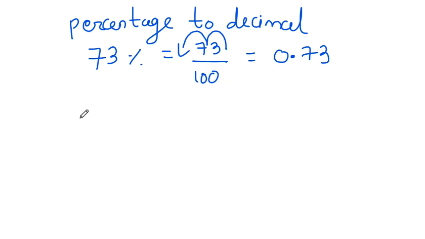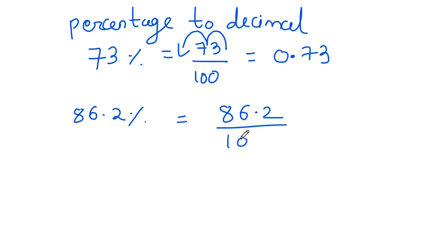Now let's take another example, 86.2 percentage. So we will write 86.2 upon 100. Now it's upon 100, so basically how many zeros? Two zeros. So the decimal will move right or left? Left. In division, with multiples of 10, the wings move left, and that too the decimal will move left. So here the answer is 0.862.